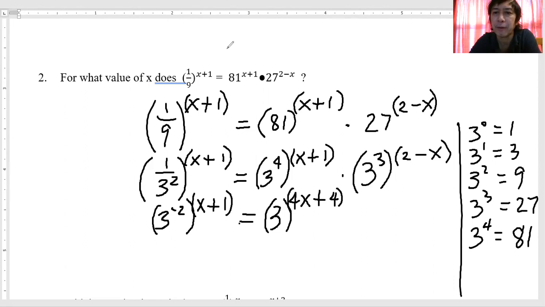Now the next term is times. You have there 3 to the, you can now multiply the 3 and the 2. You have 6. The 3 and the negative 1x is negative 3x.